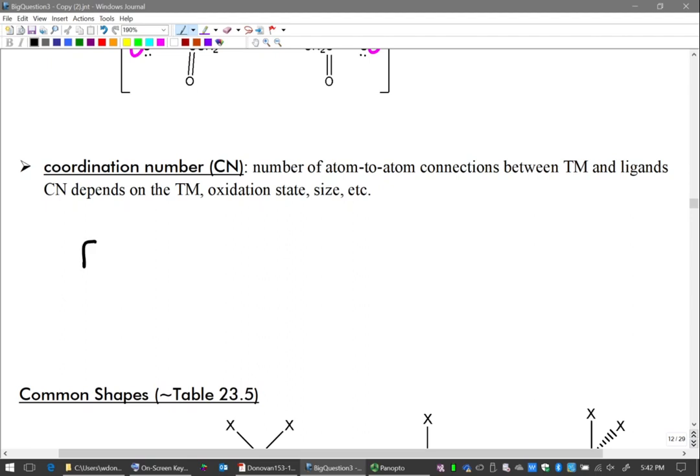Now, here's a formula here. We'd like to know a couple of things about the iron. I'd like to know, for that coordination compound, what's the coordination number of the iron, and what is the oxidation number of the iron? So the coordination number and the oxidation number.